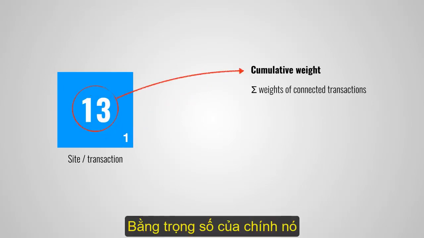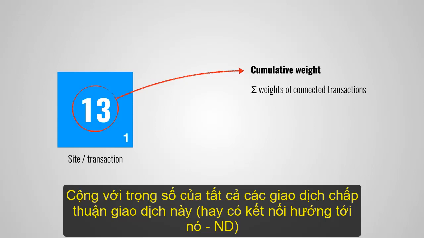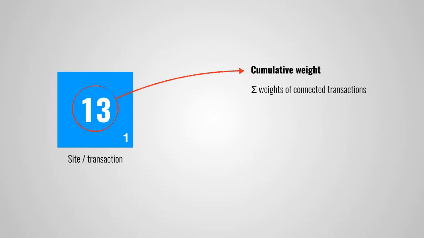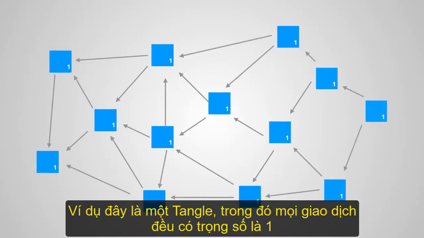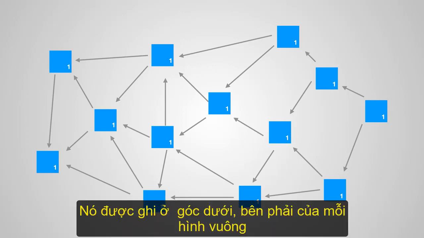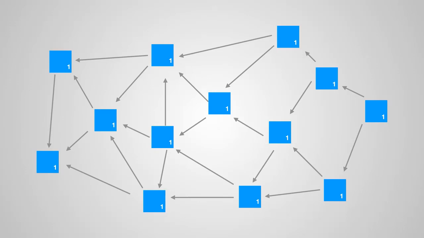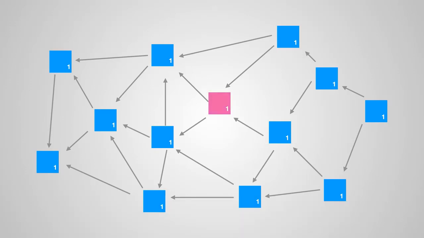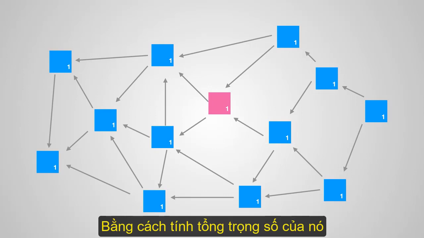This is a sum of its own weight plus the sum of the weights of all transactions that approve this transaction. It seems quite complicated, but it really isn't. Here is an example of a tangle where every transaction has a weight of 1. We'll put the weight of an individual transaction in the bottom right of each square. Now let's check how trustworthy this pink transaction is by calculating its cumulative weight.